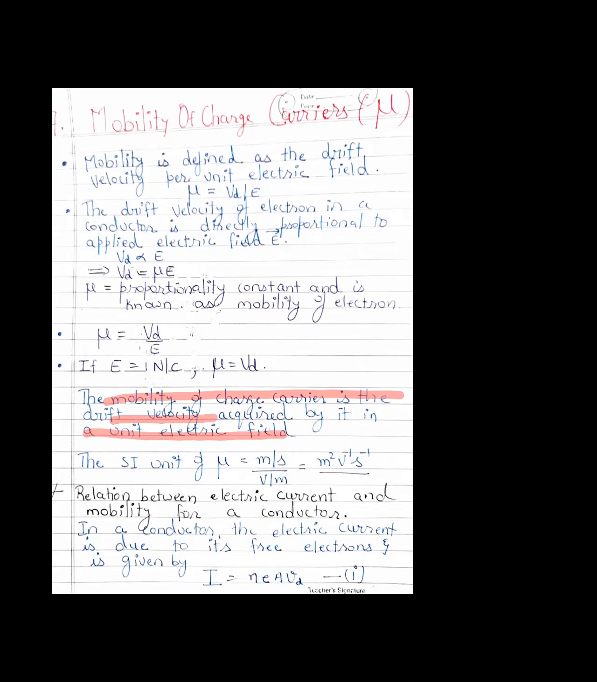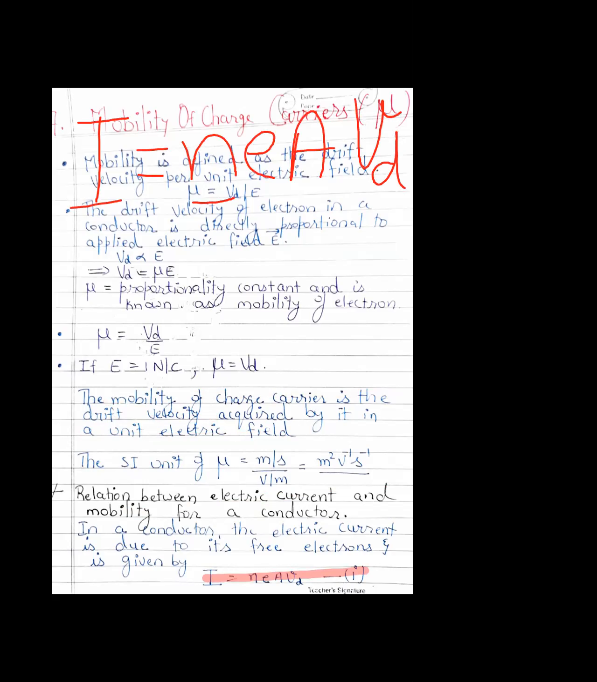Now here you have a small relation between current and mobility. We have derived the equation I equals to NEAVd. We know the terms here. N is the electron density. E is the charge of the electron, that is 1.6 into 10 to the power minus 19 coulomb. A is the area of cross section of the conductor, and Vd is the drift velocity. Right children?